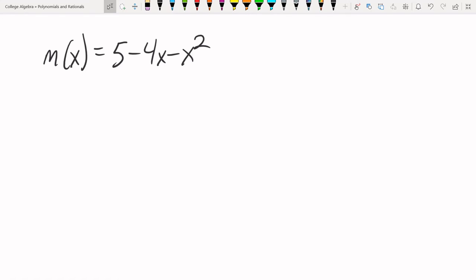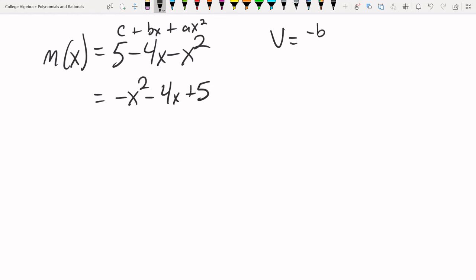Okay, to find the vertex here, we're just going to use the -b over 2a thing again. In this case, we have c plus bx plus a, right? It's not written in the standard form, the highest power to lowest power. We can write it that way. It would be pretty easy to do. Like that. So now for our vertex, we have negative b over 2a.